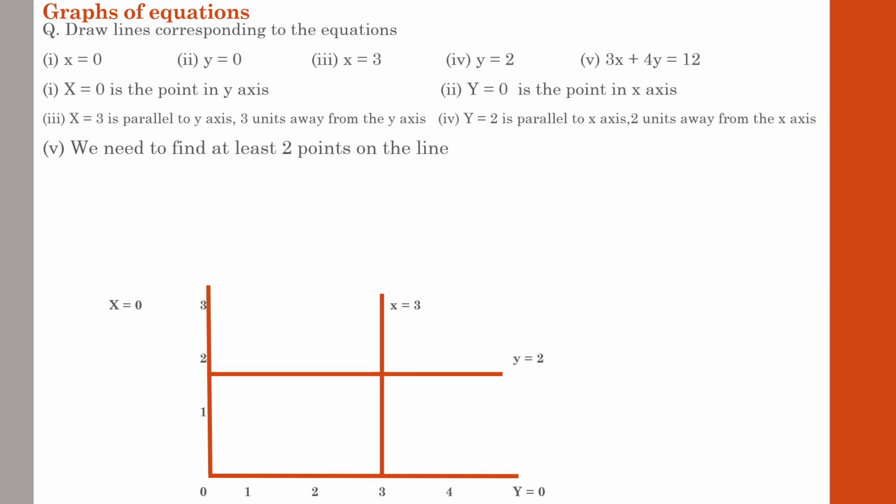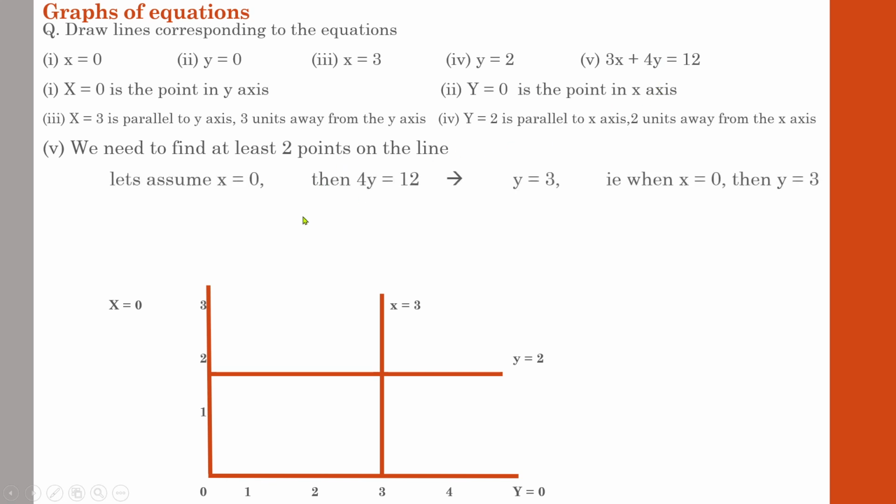So in order to find the line, you need to find the values of x and y, because you need to find a point on the y-axis and a point on the x-axis, to find out 2 points or to draw a line. So how are we going to solve 3x plus 4y equal to 12?